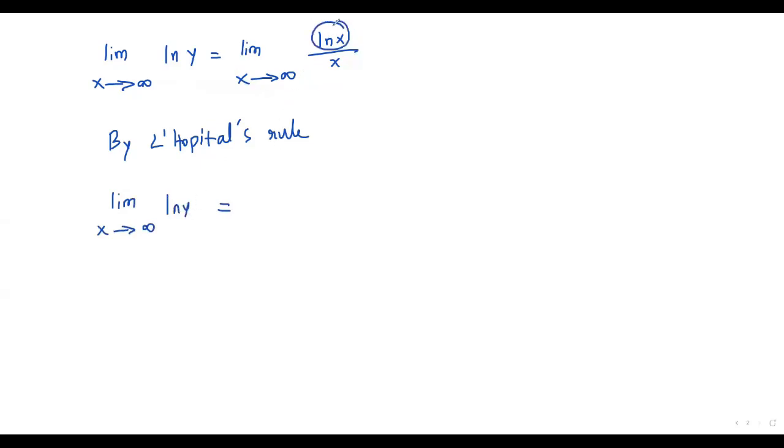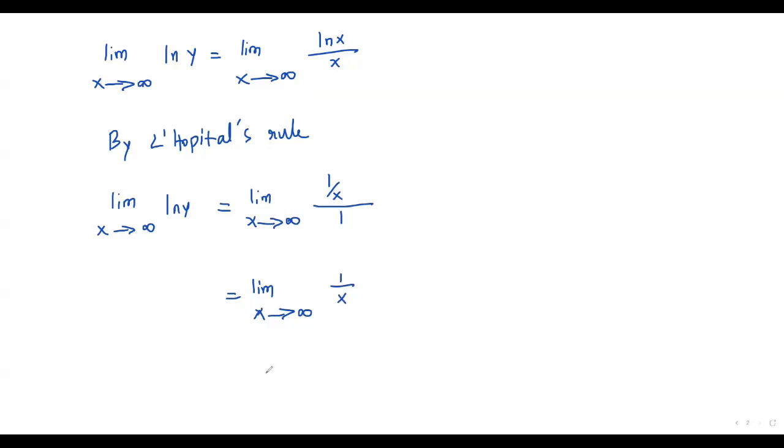That means I have to find the derivative of the numerator and denominator separately. Limit x extends to infinity. When I find the derivative of ln x, we already know that the derivative of ln x is just 1 over x, and the derivative of x is just 1. Whenever I divide any stuff by 1, I'll be getting the same stuff. So when I divide 1 over x by 1, I'm still getting 1 over x. That's all the simplification we can do.